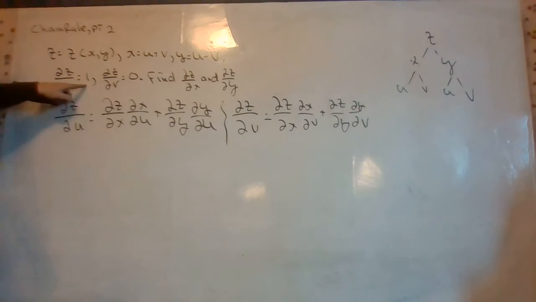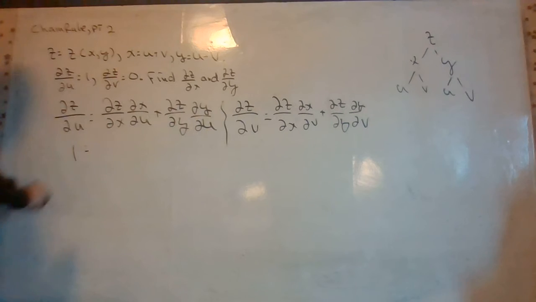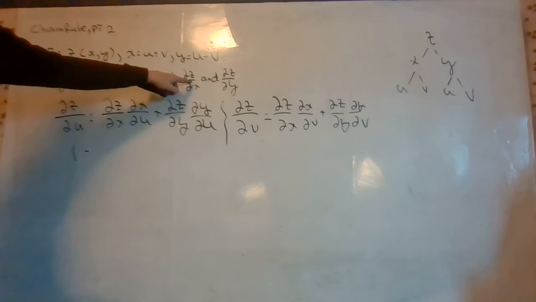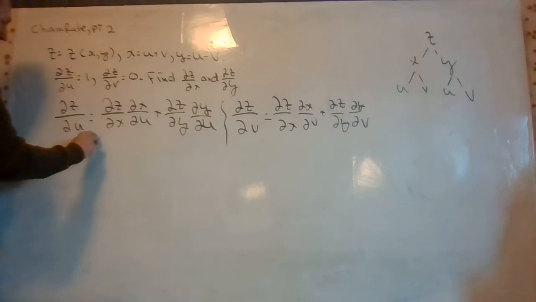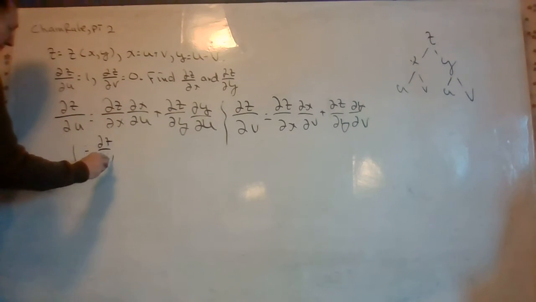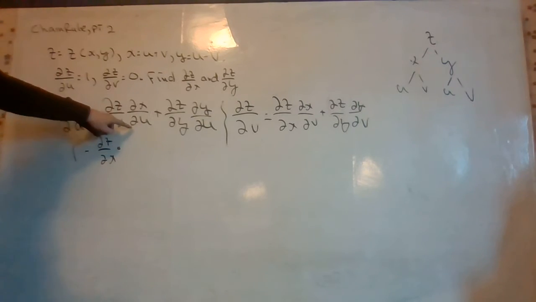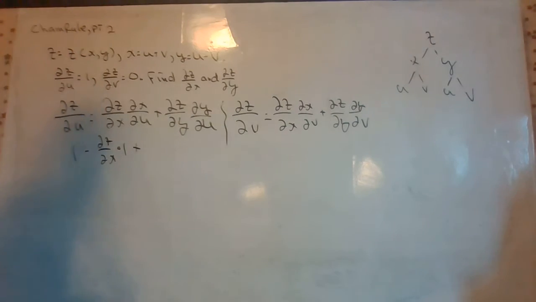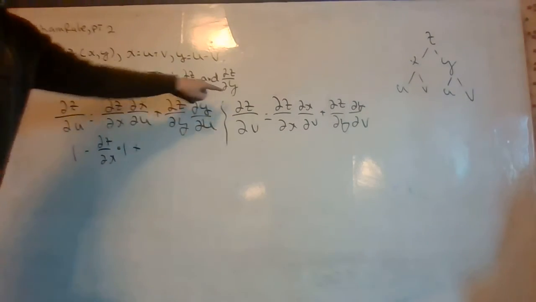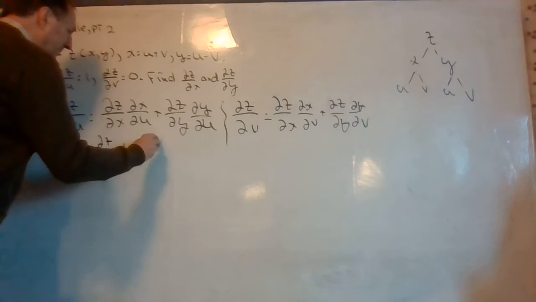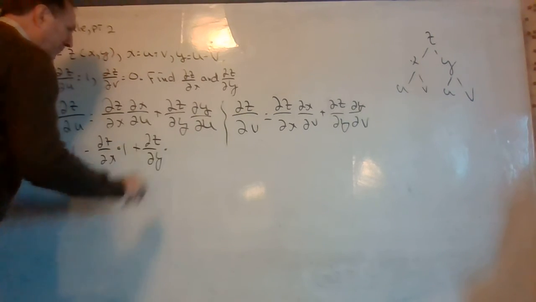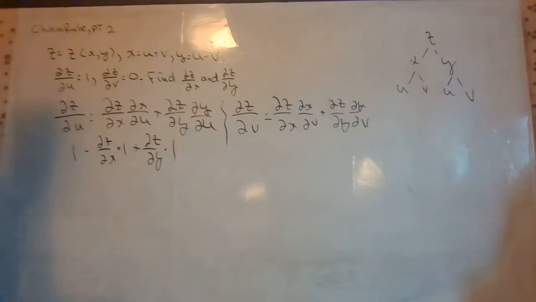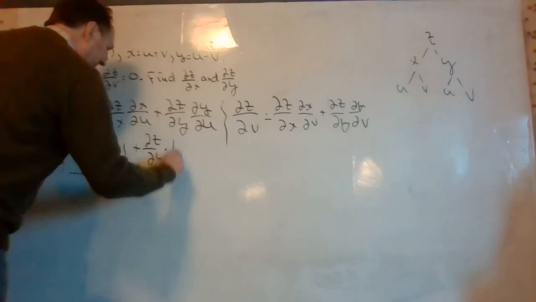Partial of z with respect to u we know to be 1. Partial of z with respect to x, it says find, that's an unknown. Partial of x with respect to u, we can compute that, that's 1. Partial of z with respect to y, that's an unknown. Partial of y with respect to u, that's a 1. Okay, well, guess what? We have an equation.